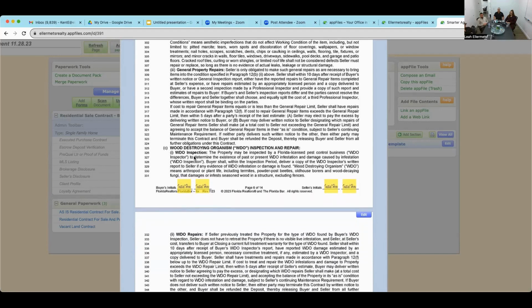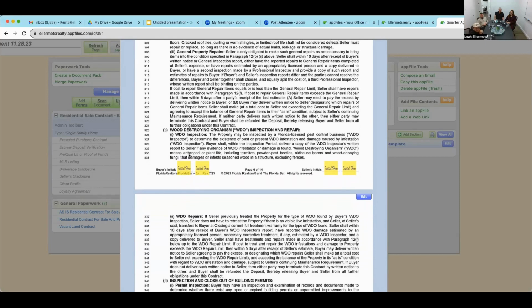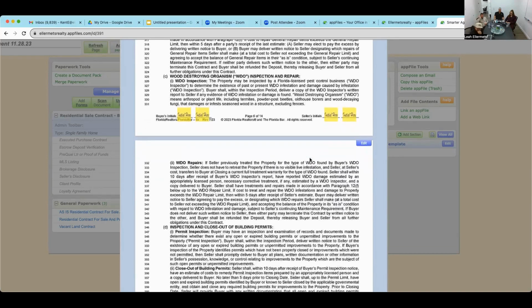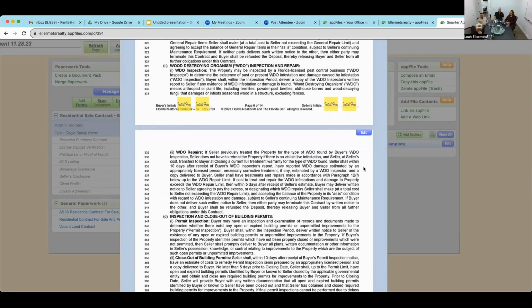And it goes down through the same thing with wood destroying organisms, and here's the fun part, because again, people think it's just termites. It is anything from arthropod to plant life: termites, powder post beetles, old house borers, those things can do a ton of damage, a wood boring bee, and wood decaying fungi, so mold that damages or infests seasoned wood in a structure, excluding fences. Yeah, it's always seasoned wood, otherwise it was never treated, right?